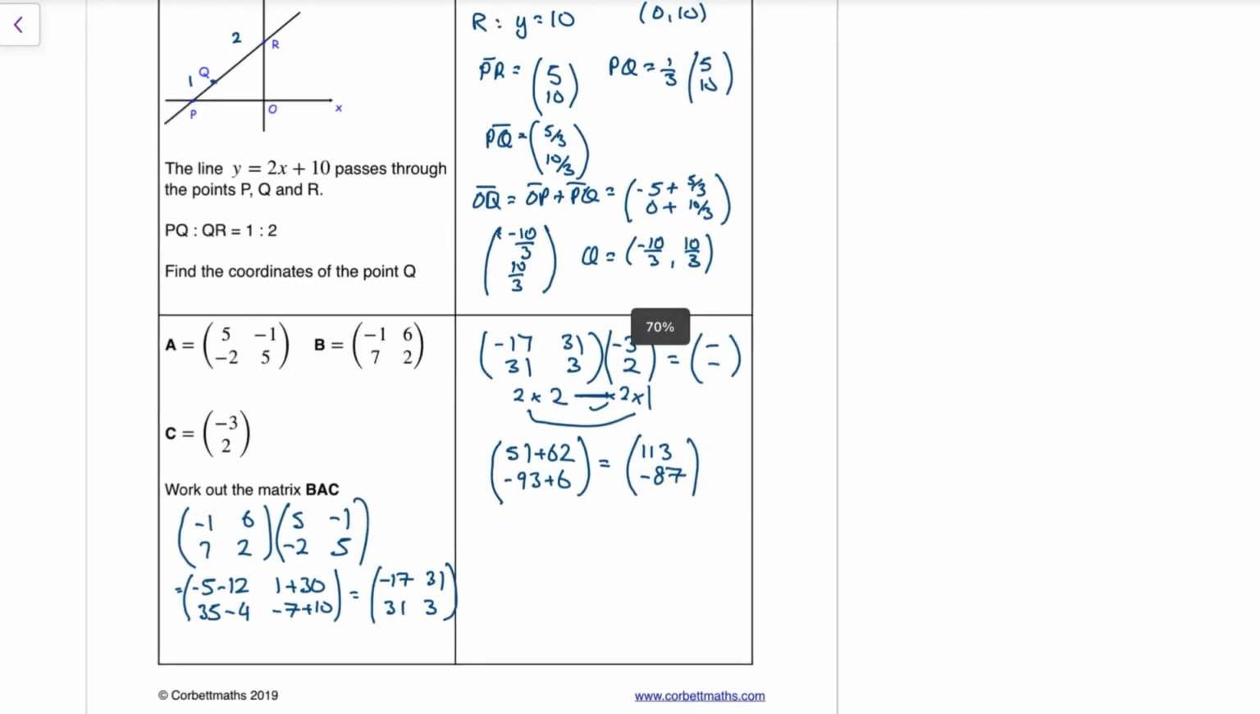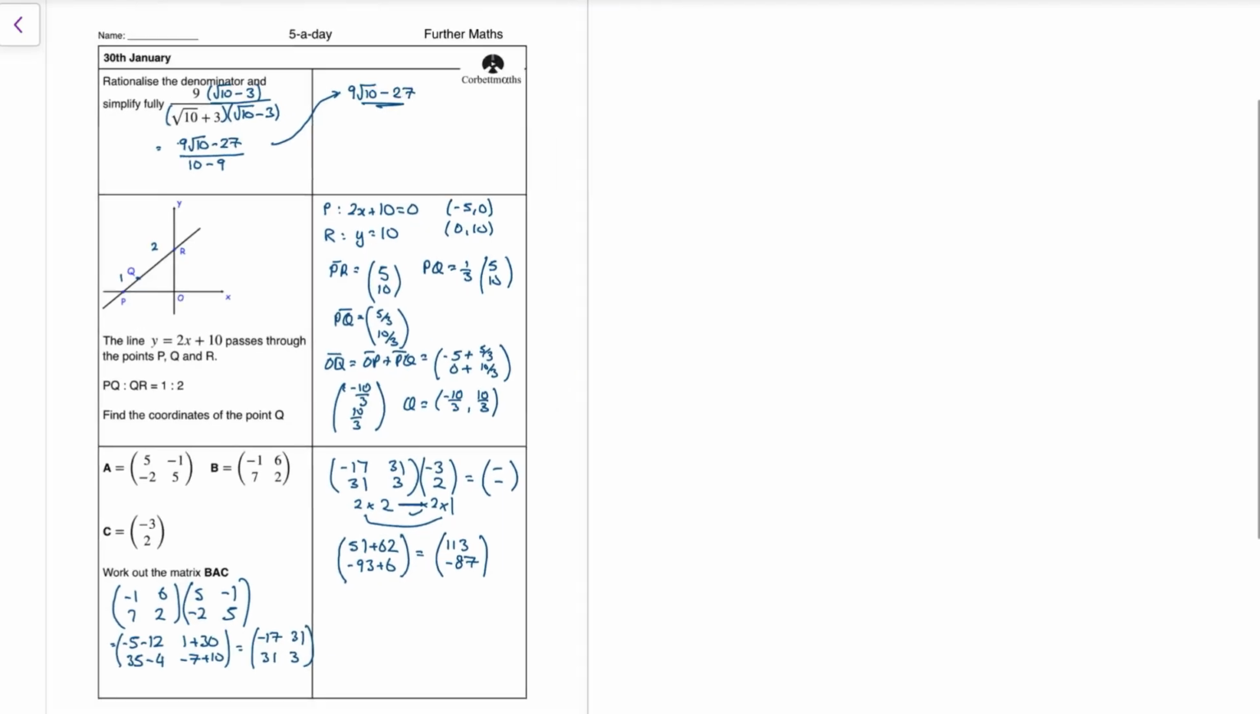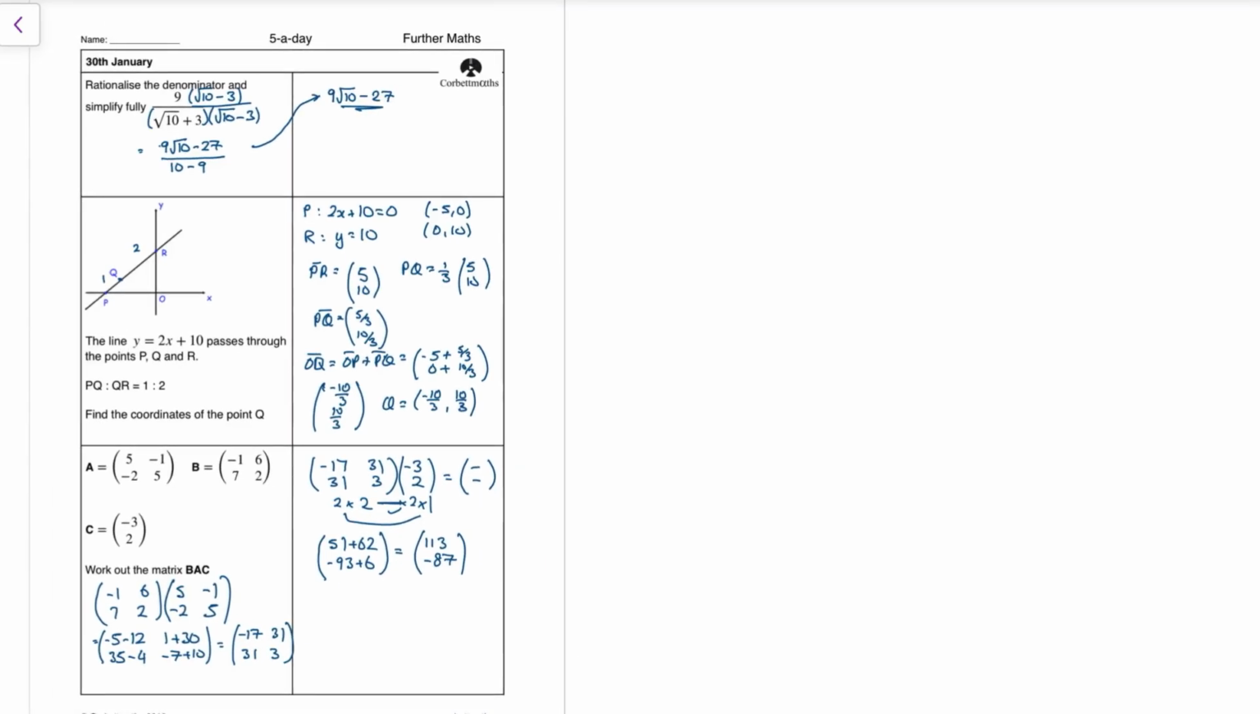Nice little question at the end, much more tricky than the usual sort of just do a quick calculation questions we get. But as ever, hopefully today went well.